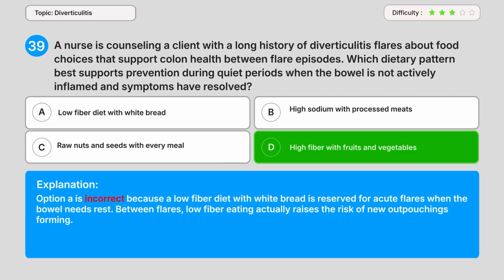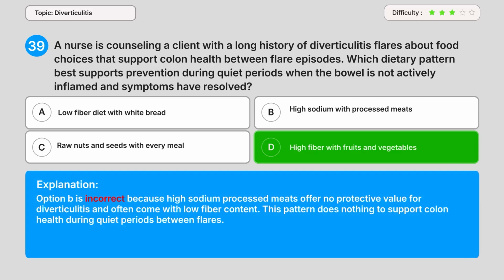Option A is incorrect because a low fibre diet with white bread is reserved for acute flares when the bowel needs rest. Between flares, low fibre eating actually raises the risk of new outpouchings forming. Option B is incorrect because high sodium processed meats offer no protective value for diverticulitis and often come with low fibre content. This pattern does nothing to support colon health during quiet periods between flares.